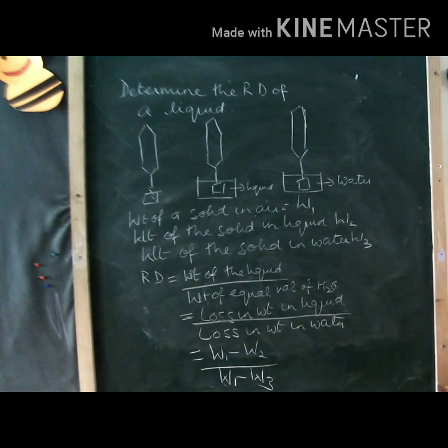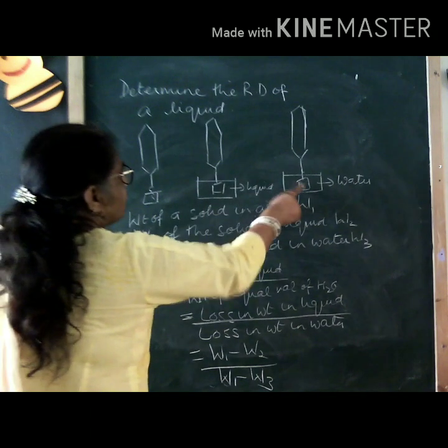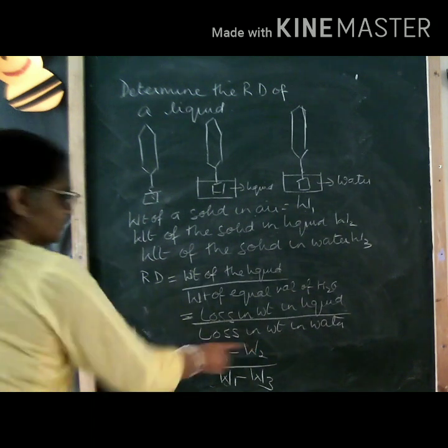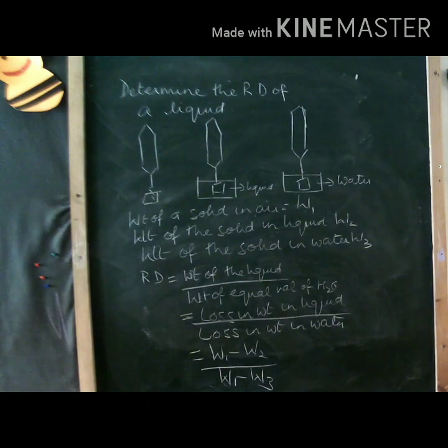So if I need to determine the relative density of a liquid, remember we don't have to put the liquid inside the water. We'll have to take an object and find the object's weight in air, then in the liquid, and then in the water. When it is in the liquid or the water, remember the volume of the liquid displaced will be equal to the volume of the water displaced. So when I need the weight of the liquid, I will find the loss in weight in liquid upon loss in weight in water. So I get W1 minus W2 upon W1 minus W3.